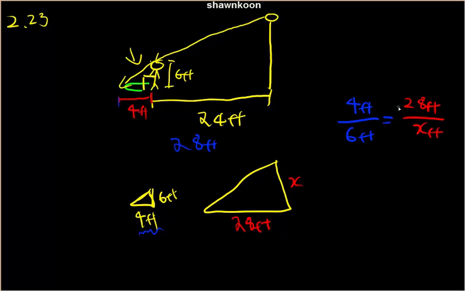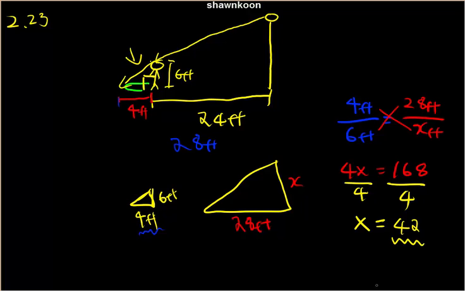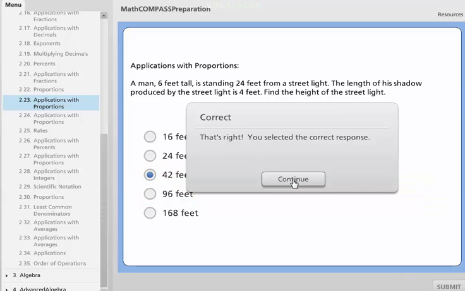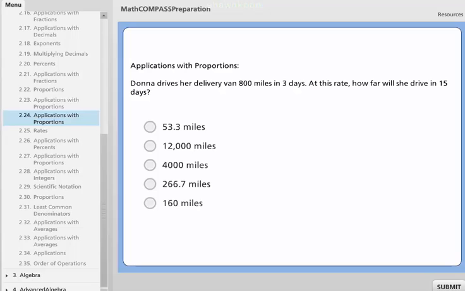There. So now we can just cross multiply, right? If we do that, we get 4x equal to 28 times 6, which is 168. So 168. And what do I do next? Yes, divide by 4, right? So we can get what x is, and x is equal to 42. Perfect. So x is equal to 42. See if we got the right answer. Yes, 42 feet. Perfect.